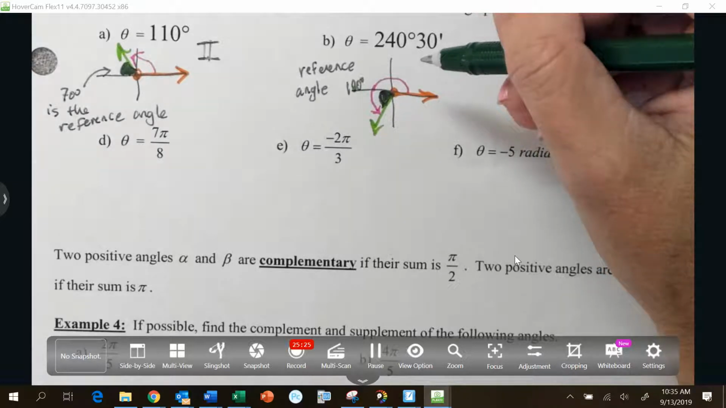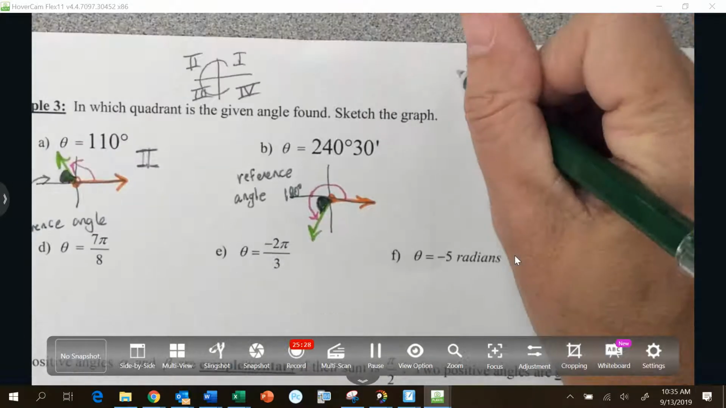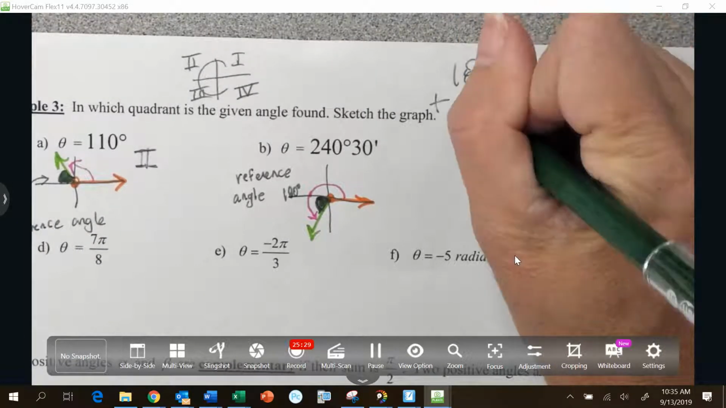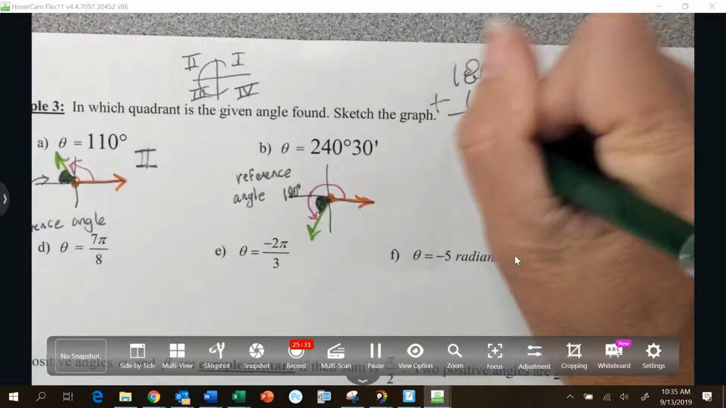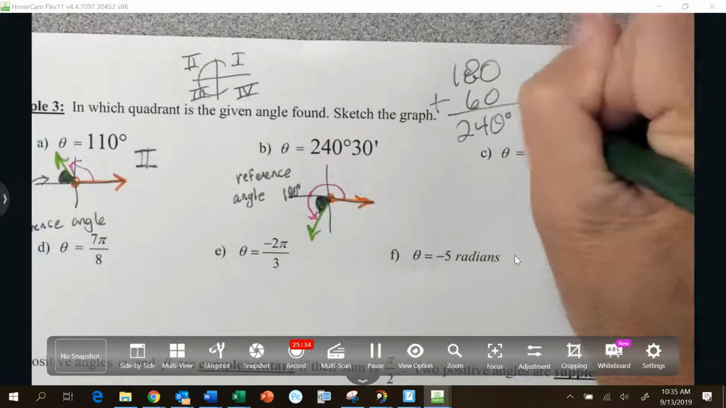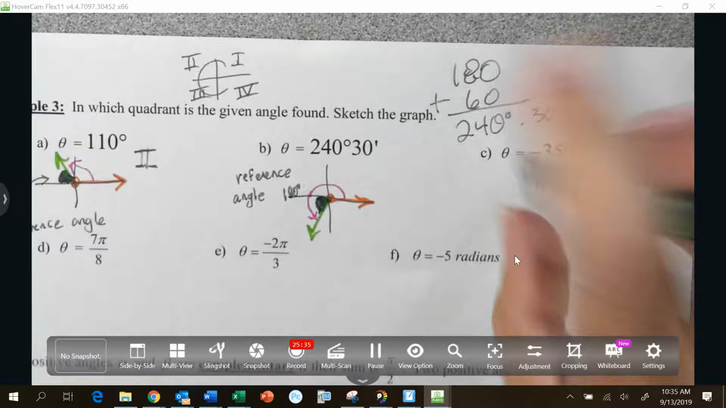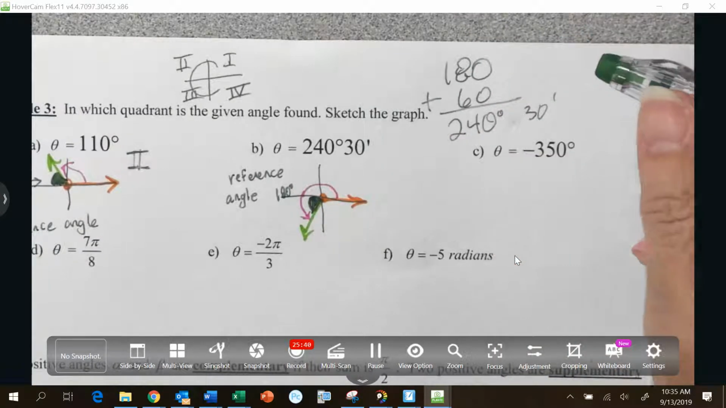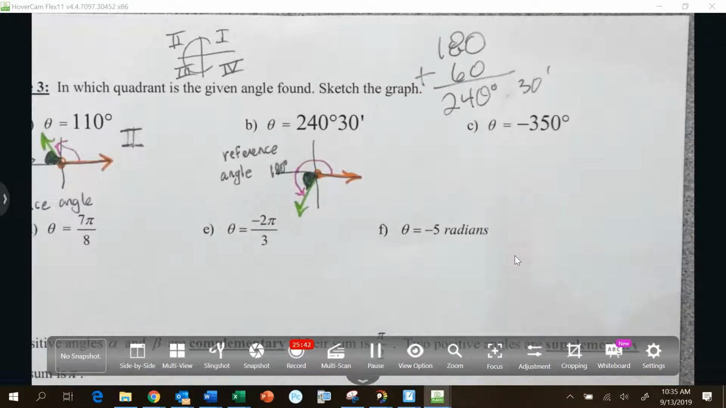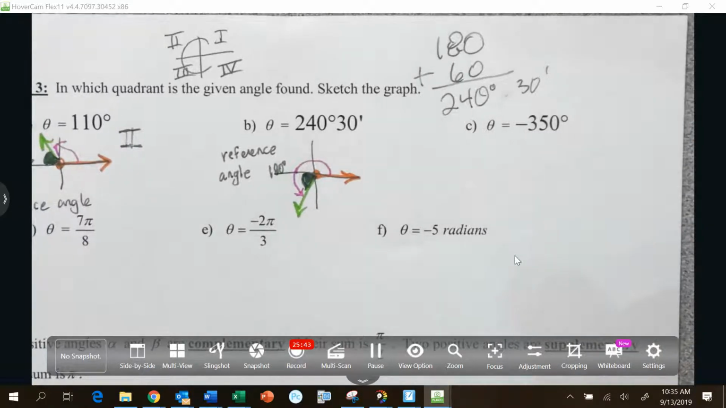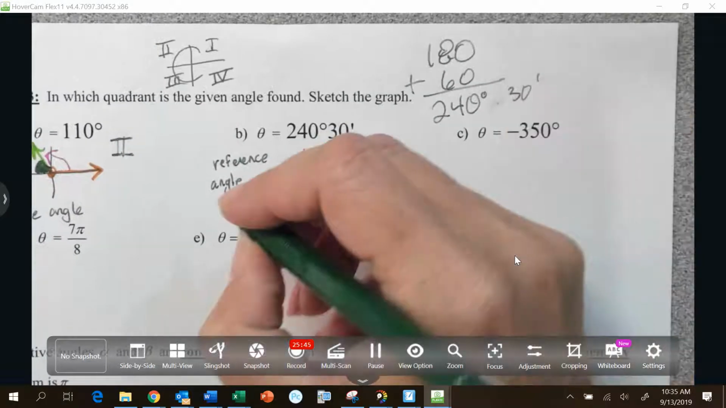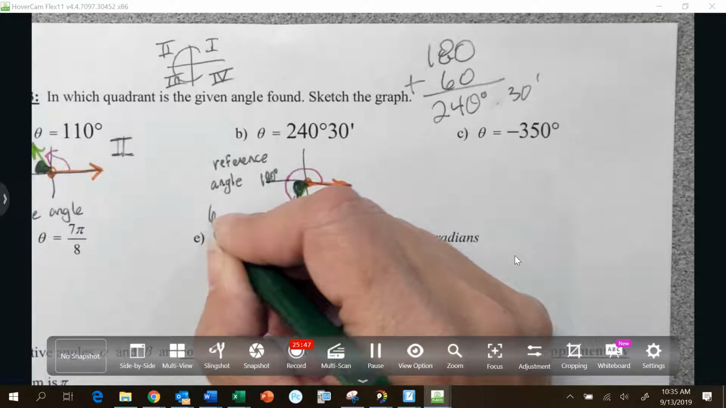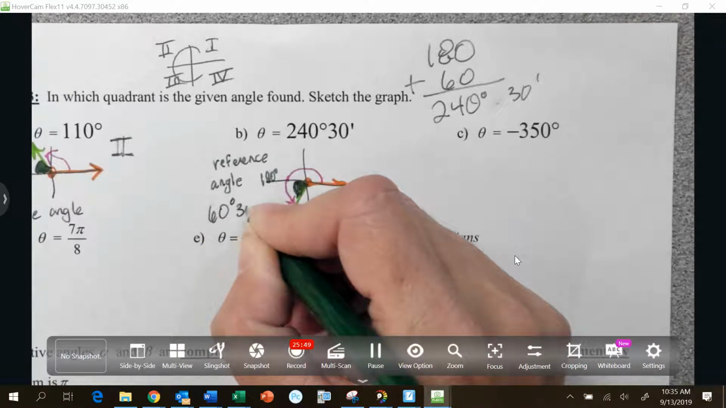I keep hearing 60 degrees, but 180 plus 60 is not 240 degrees 30 minutes. What is it? 60 degrees and 30 minutes. Oh, that was hard. There you go.